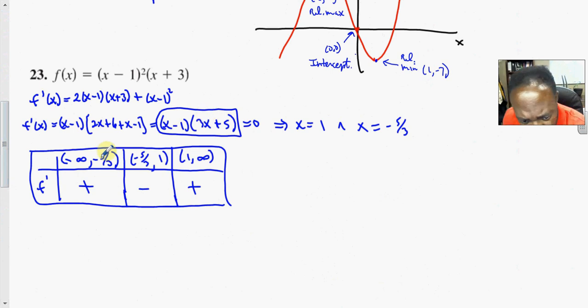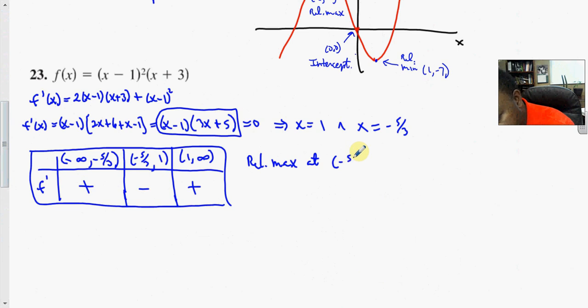So at negative 5 over 3, the graph goes up and then down. So here we have a relative max at negative 5/3. Plug in f of negative 5/3, and that gives us 256 over 27.